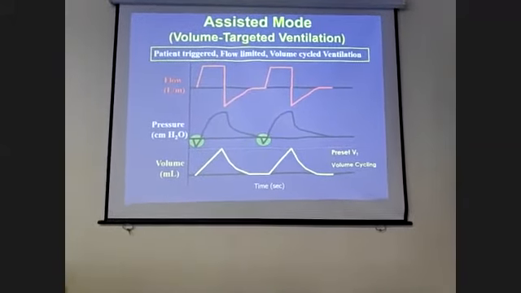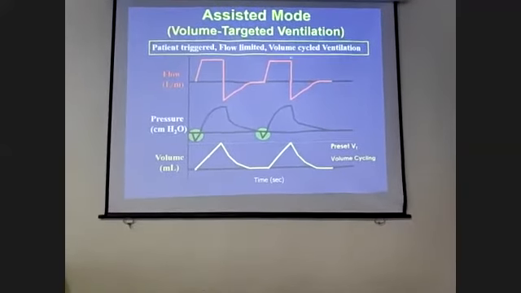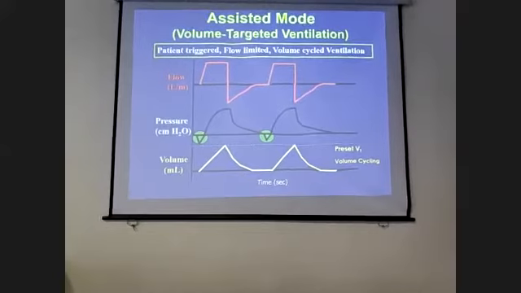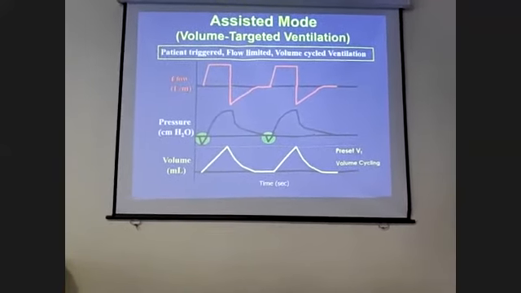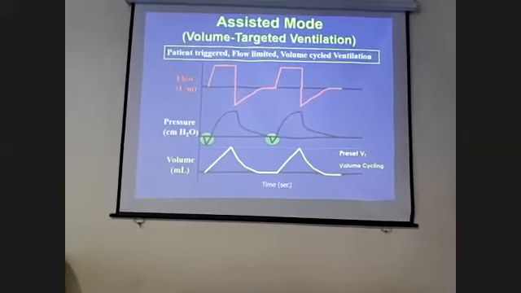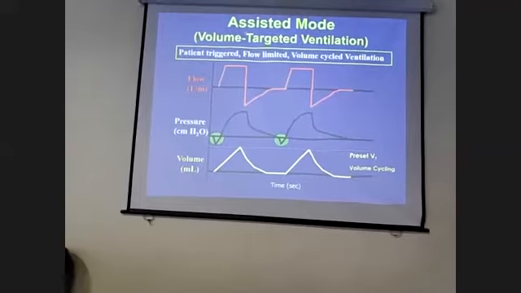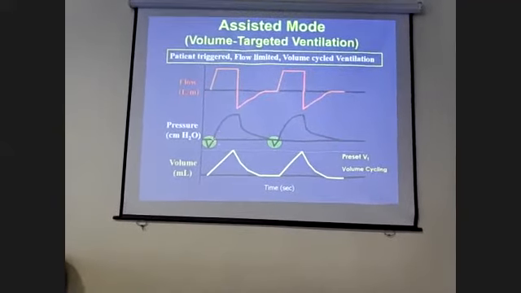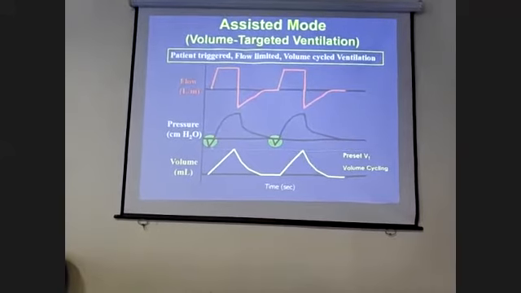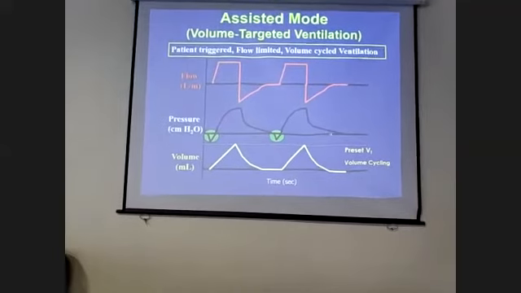Flow limited, because here you have fixed the volume. So flow is limited, 500 or 600, whatever tidal volume you are setting. And volume cycled, because once the 500 ml of volume is delivered, it changes its cycle. So that is assist mode in volume targeted ventilation. Here the patient is triggering, the most important thing, and the ventilator is giving its breath.